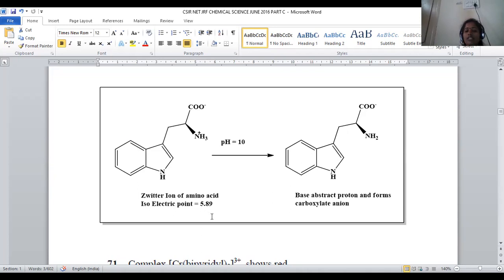What is meant by isoelectric point means up to this pH, it will be stable in this Zwitter ion form. If you are lowering pH, one of the ions will disappear. If you are raising the pH above this, also one of the ions will disappear. The stability of Zwitter ion will be possible at this suitable pH. What is the pH for this one? 5.89, almost 6 it will be. So it will exist in the form of dipolar ion.